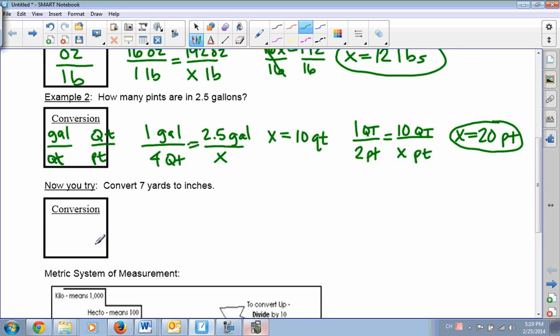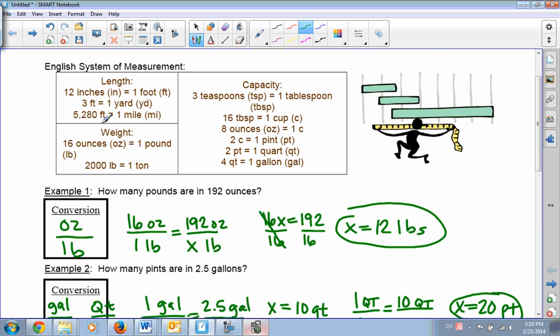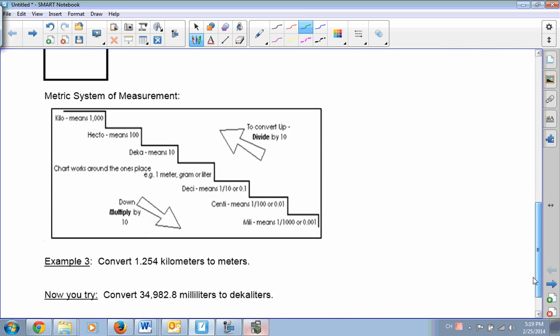Okay, this next one where it says now you try, we're going to do in class tomorrow. You can also try it tonight on your own, to convert yards to inches. That should be easy. If you just look right up here, it tells you how many yards are in a foot and then how many inches are in a foot. So you have to go from yards to feet to inches with this one. We'll do that one tomorrow, or you can try it tonight on your own.